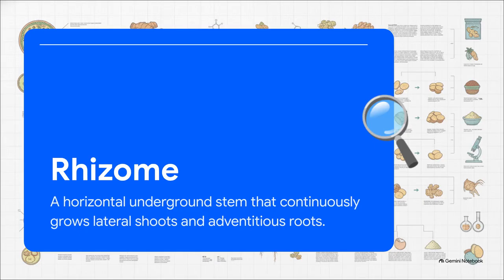All right, let's answer that hook from earlier. If the part of the ginger we consume isn't a root, what on earth is it? It is a rhizome. By definition, a rhizome is a continuously growing, horizontal underground stem. It puts out lateral shoots that push upward into the light and adventitious roots that grow downward into the soil. So when you buy ginger, you are actually buying a fleshy, prostrate stem system. It acts as the plant's energy storage, basically its underground survival bunker.